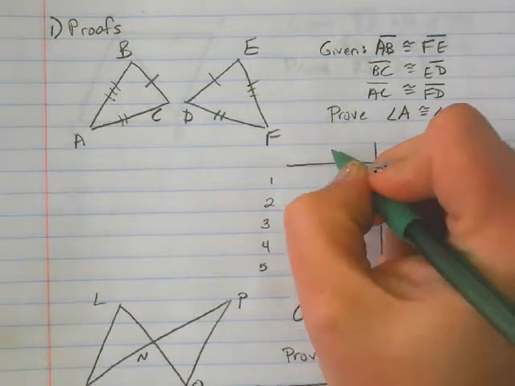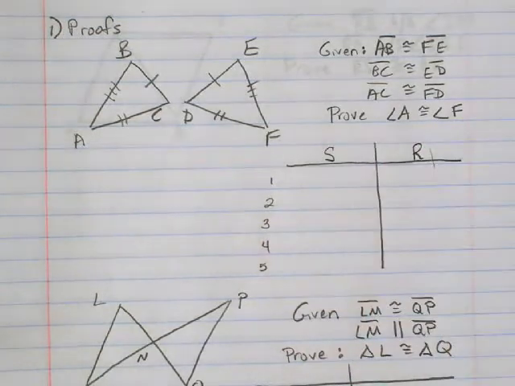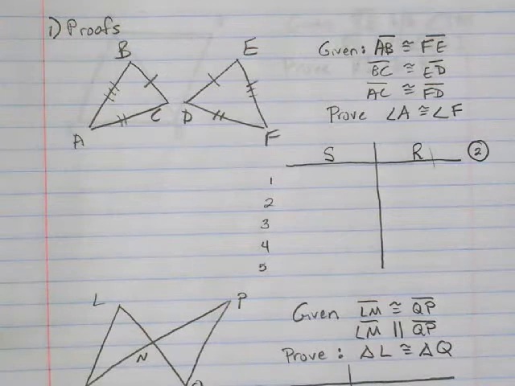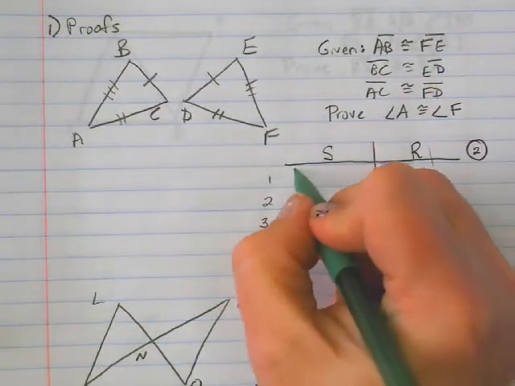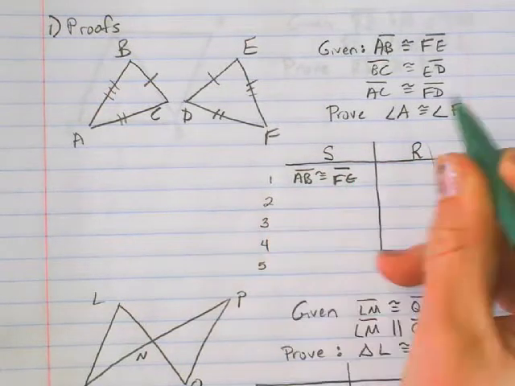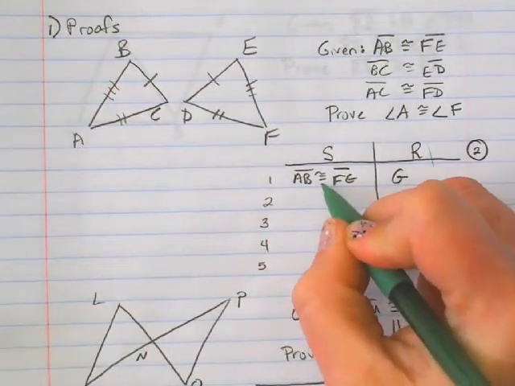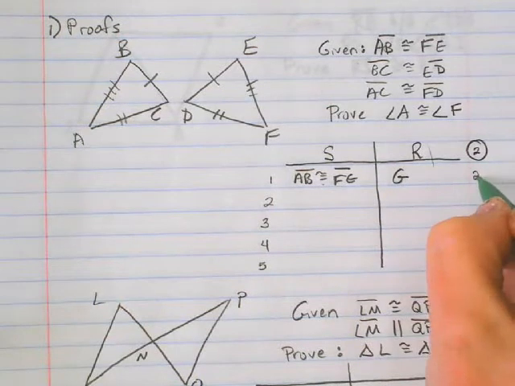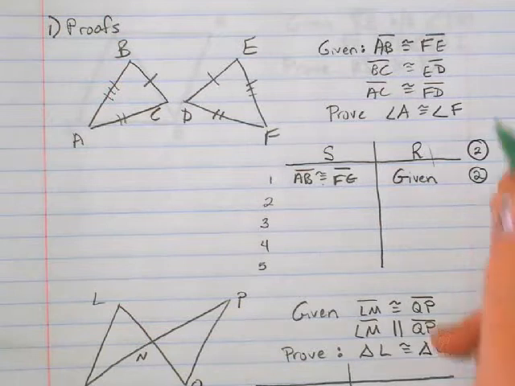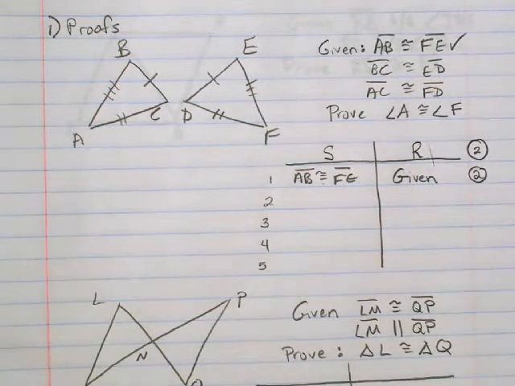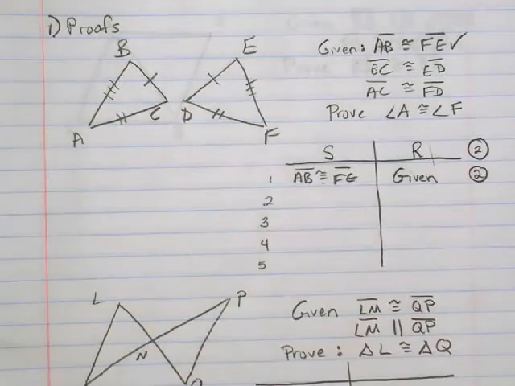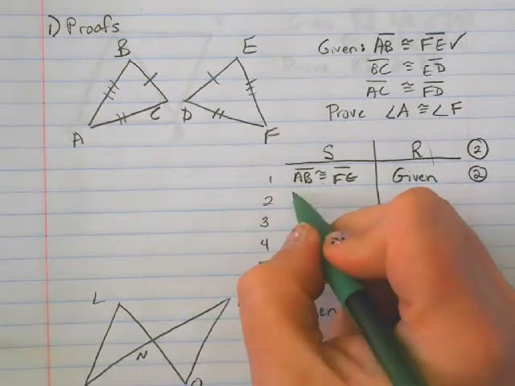The first thing you did was write your S and your R for statement and reason. You just earned 2 points. Then you took your first given statement of side AB congruent to side FE, wrote it down as the statement, and the reason is given. You may write out the whole word if you choose, but you do not have to. Check mark because it's already done. The markings are already in your image, so you don't have to do that.